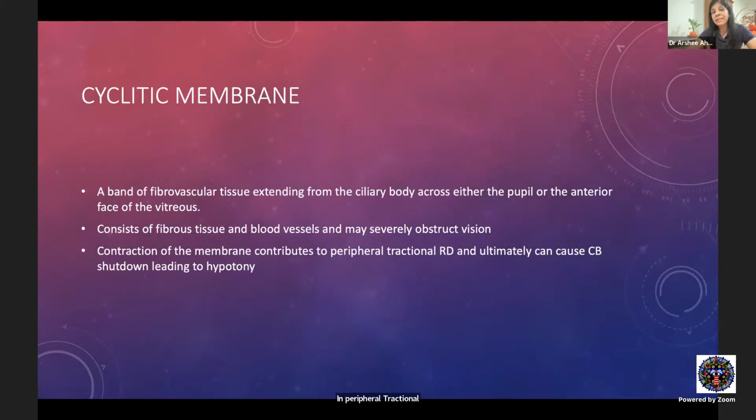On similar lines, just a brief word on what a cyclitic membrane is. It's basically a retrolental fibrovascular tissue. It will extend from the ciliary body across the pupil or the anterior face of the vitreous. So why is this important? Of course, it can obstruct vision, but more importantly, when this membrane contracts, it is going to pull your peripheral retina. It is going to pull the ciliary body, which will result either in a retinal detachment or hypotony.